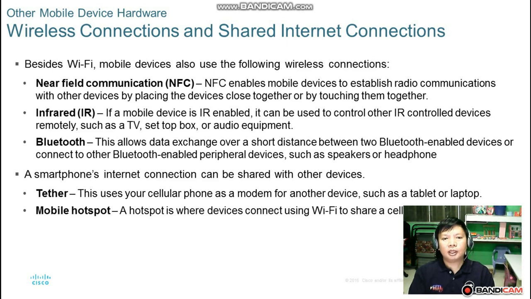Bluetooth. This allows data exchange over a short distance between two Bluetooth-enabled devices or connection to other Bluetooth-enabled peripheral devices such as a speaker or headphones. A smartphone's internet connection can be shared with other devices. Tether. This uses your cellular phone as a modem for another device, such as a tablet or laptop. Mobile hotspot. A hotspot is where devices connect using Wi-Fi to share a cellular data connection.